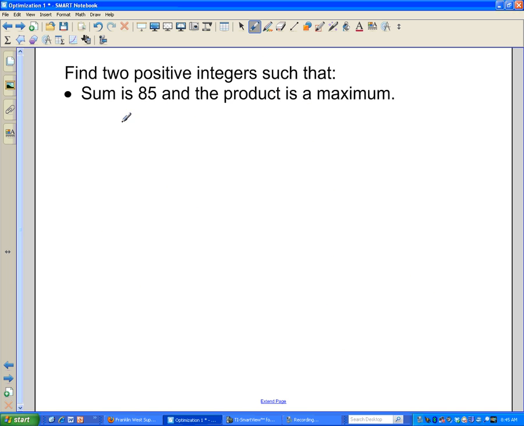Other sort of problem we look at, same sort of thing. Find two positive numbers such that the sum is 85 and the product is a maximum. So sum, we're talking about x plus y is equal to 85. And the thing we're trying to maximize is the product, and the product is x times y. So same strategy. We're going to solve for y.